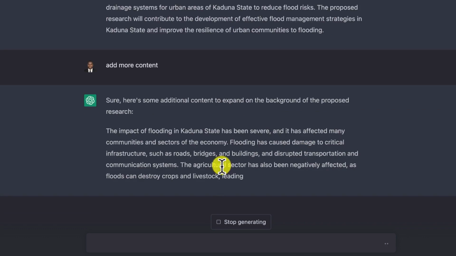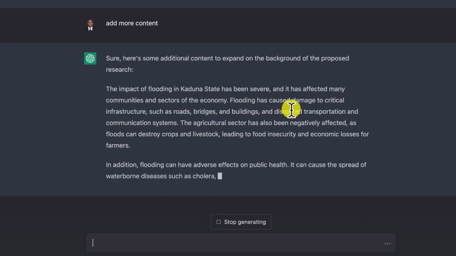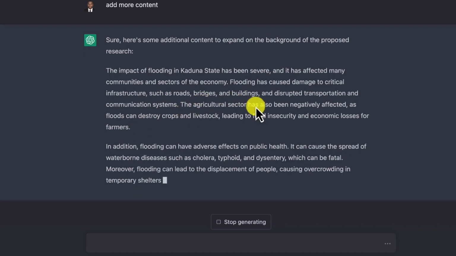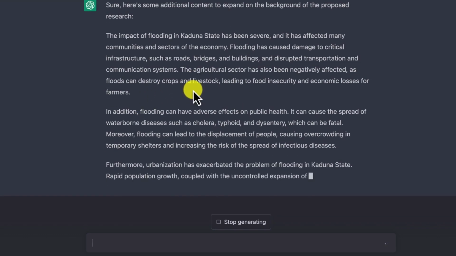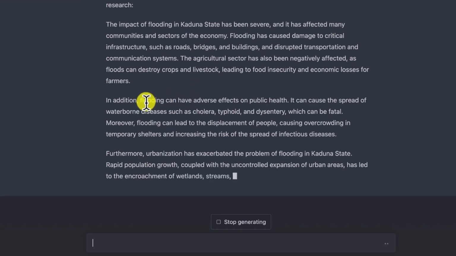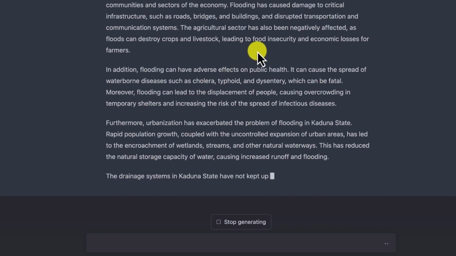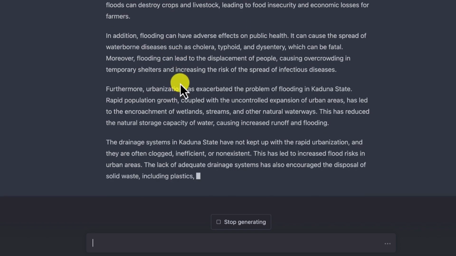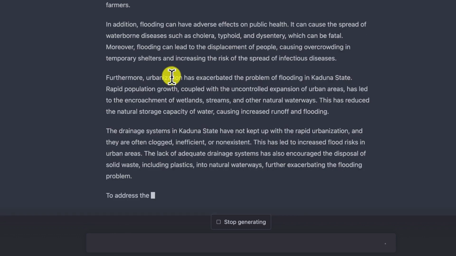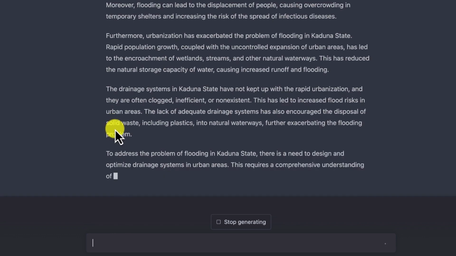Okay, it has affected many community sectors of the economy, and flood has caused damage to critical infrastructures such as bridges, roads, buildings, disrupted transportation and communication systems. The agricultural sector has been negatively affected. Floods have affected the livestock, crops, leading to food insecurity and many more. So you can see a lot more details have been given. So all you need is just to be very specific about what you want. If you want more, also it can give you.